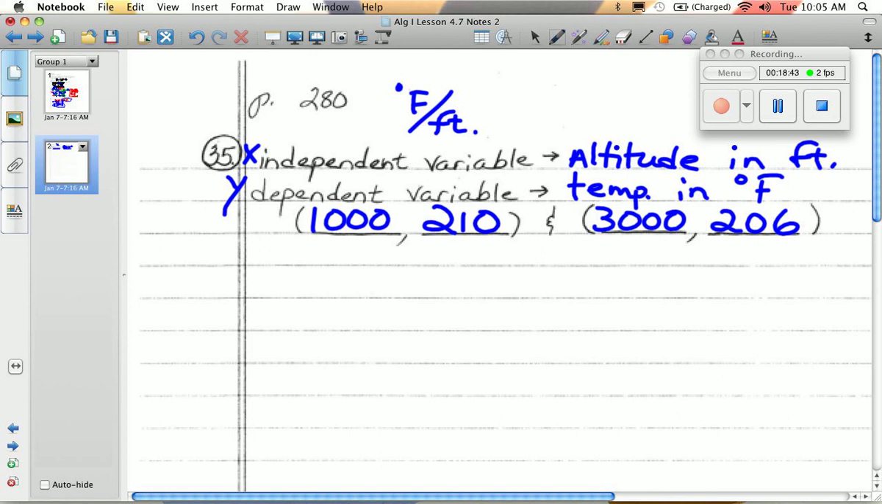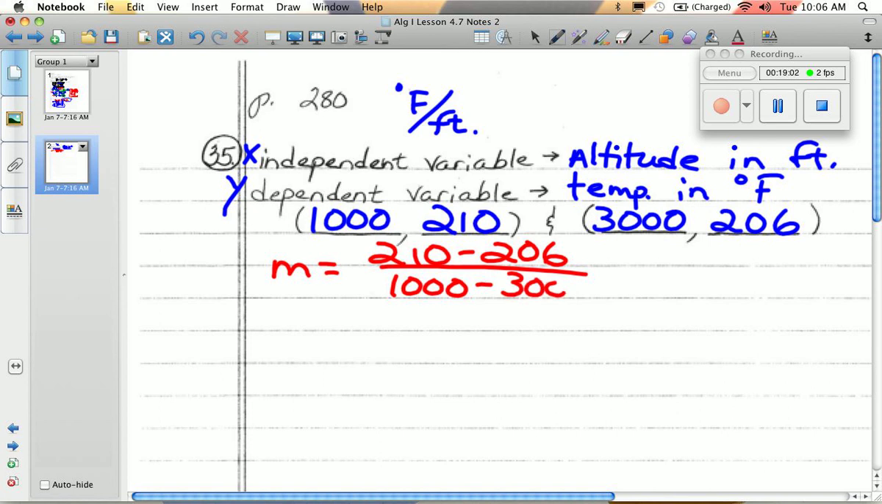So what would be the first move we're going to make here? Find the slope. Okay, so let's find our slope. M equals. How about we do 210, take away 206. Doesn't matter. You get to pick which point you want to be first, but we have to make sure we just do it in the correct order once we do decide.